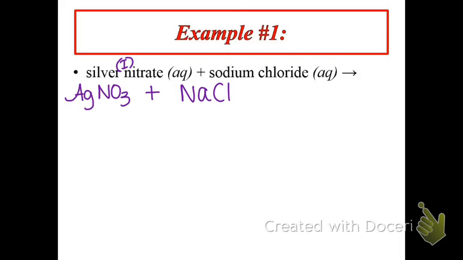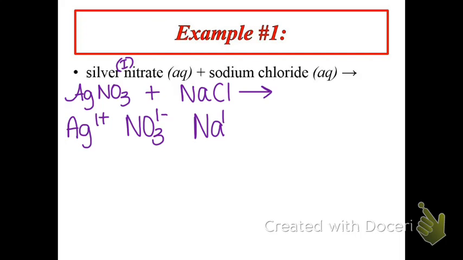Alright, so when this breaks up, silver makes a 1 plus charge, NO3 makes a 1 minus charge. All I did was take that original compound and figure out what the charges are. Same thing with sodium and chlorine. I break it up, I just write down the elements and figure out the charges.